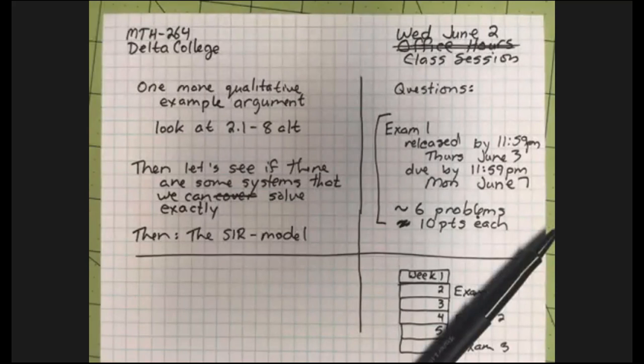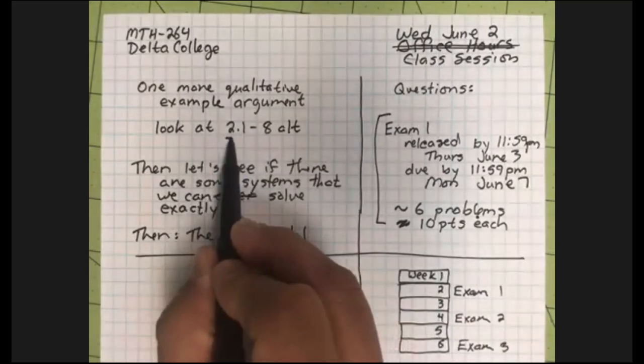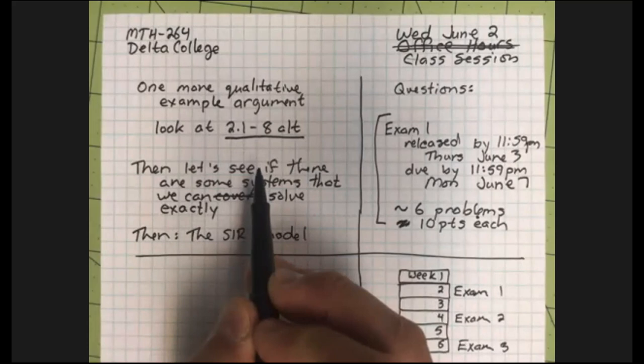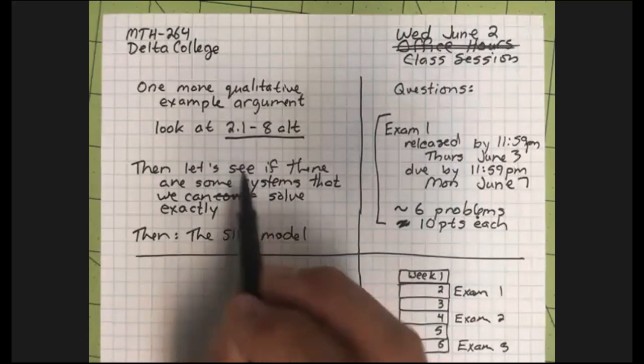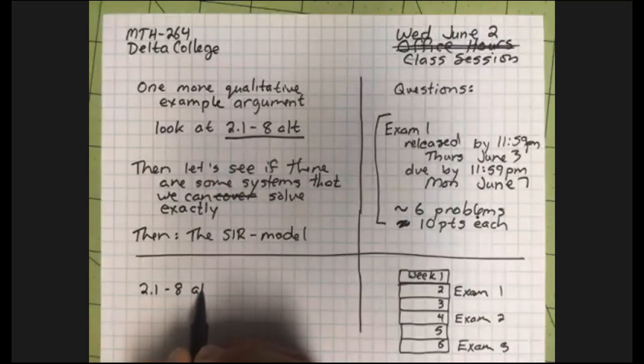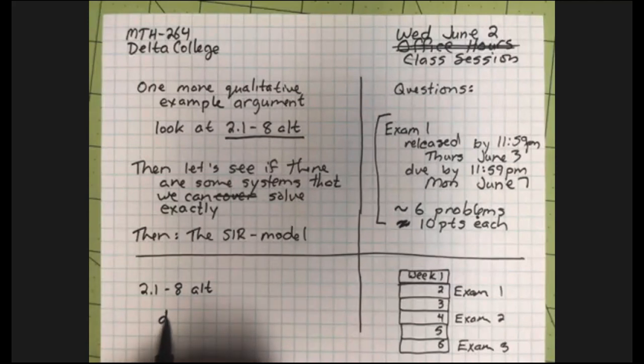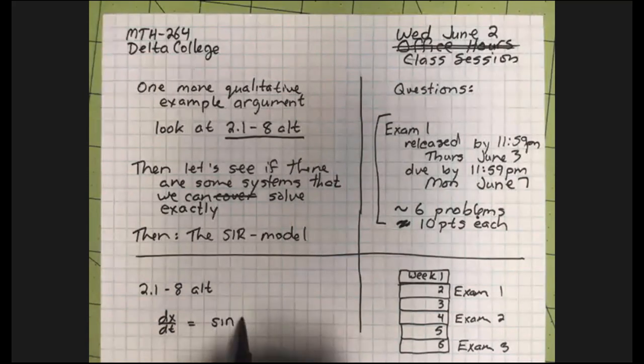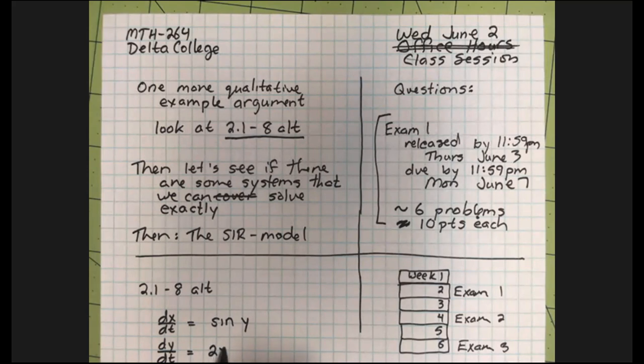Let's look carefully at 2.1-8 and show you the power of qualitative argument. So you have these two first order problems, dx dt is sine y, and dy dt is 2x minus x cubed minus y.